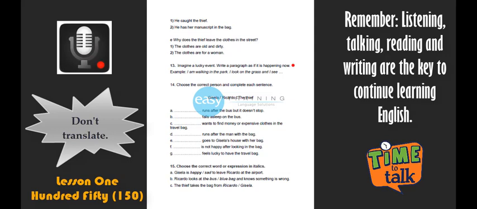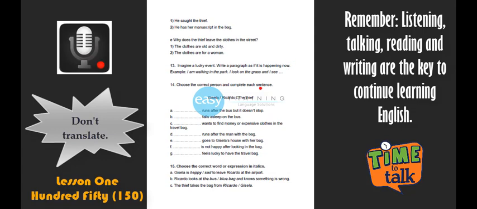In activity 13, you will imagine a lucky event. Lucky is the same as fortunate. Then you write a paragraph as if it is happening now. And you write things like this. I am walking in the park. I look on the grass and I see, and so forth. You write about this. Remember, you have to imagine that something lucky, something good, something fortunate is happening to you now, and you write about it.